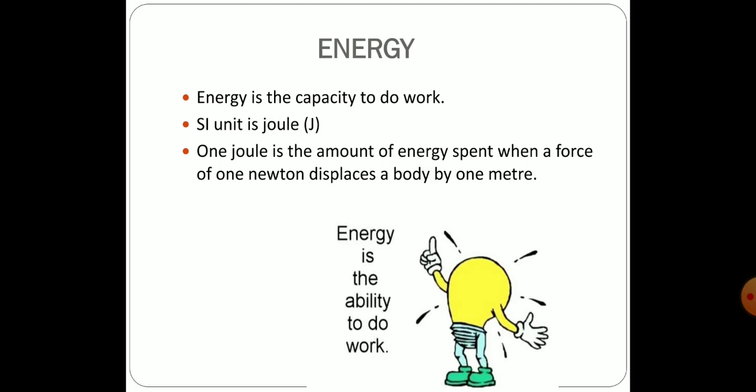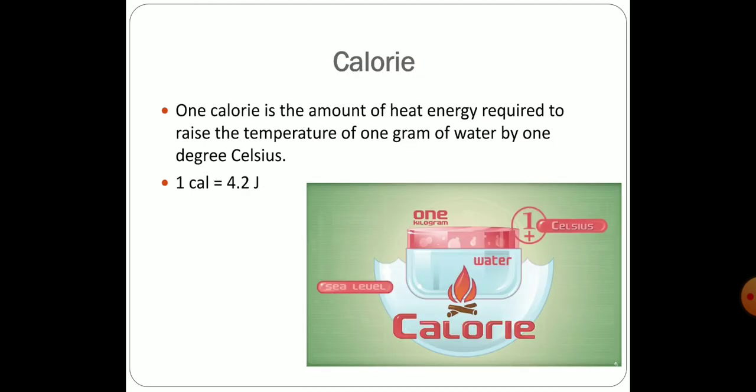Okay, so what is energy? Energy is the capacity to do work. We are going to measure the capacity of the work which is to be done. What is this? Calorie. So calorie means what? It is the amount of heat energy. We are talking more specifically about the heat energy. Okay, so calorie means the amount of heat energy required to raise the temperature.